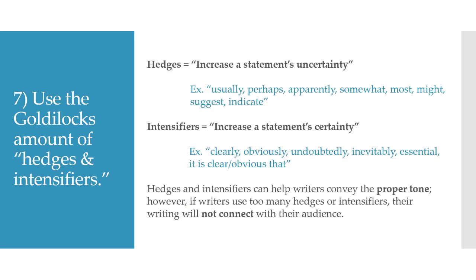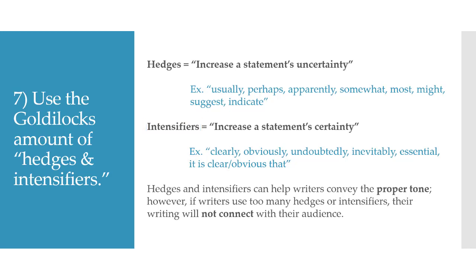Principle 7. Use the Goldilocks amount of hedges and intensifiers. A hedge is a word that increases a statement's uncertainty. These include words like usually, perhaps, apparently, somewhat, most, might, suggest, and indicate. In contrast, an intensifier is a word that increases a statement's certainty. For example, it is obvious that, undoubtedly, inevitably, and essential.